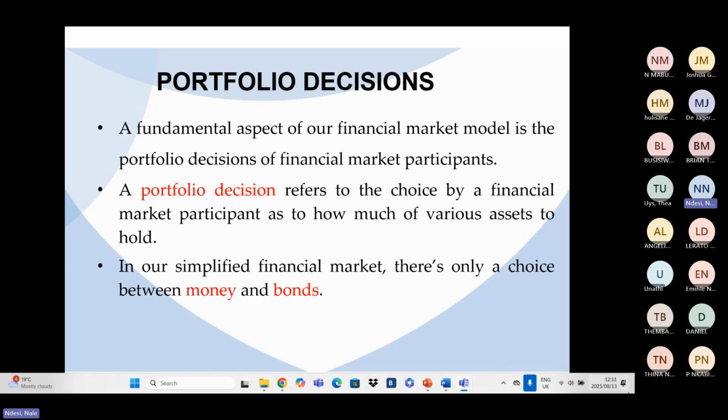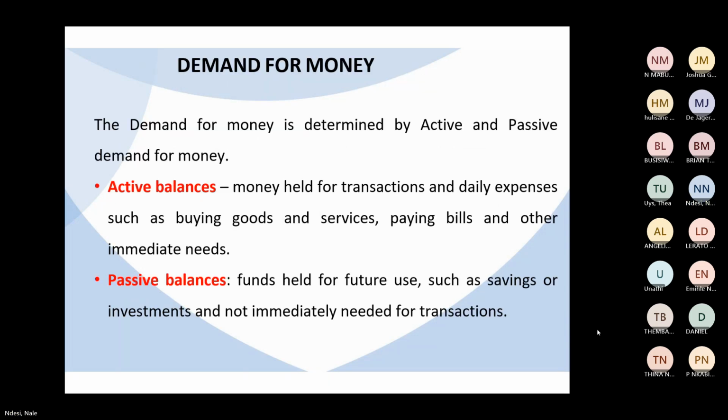Okay. So now let's move to the money demand and how it is derived. Demand for money is determined by active and passive demand for money. It is important that we make a distinction between the demand for active balances and the demand for passive balances. The demand for active balances is influenced by people's need to do transactions, while the demand for passive balances is related to the need to keep wealth in the form of money. In this sense, we say that money is viewed as a financial asset.